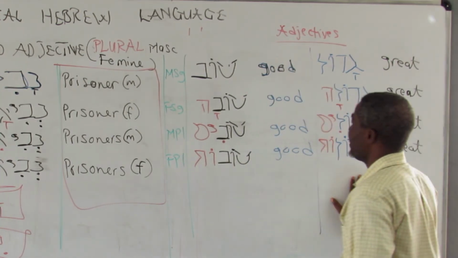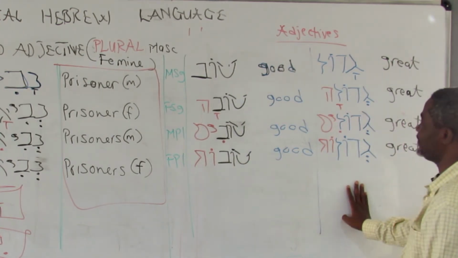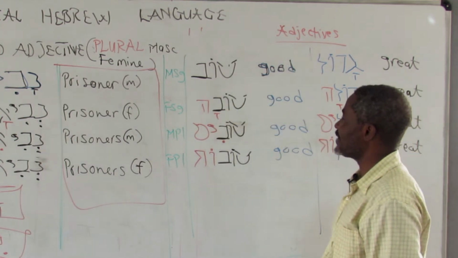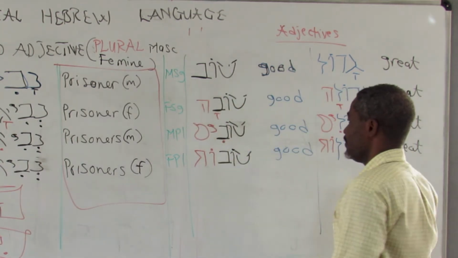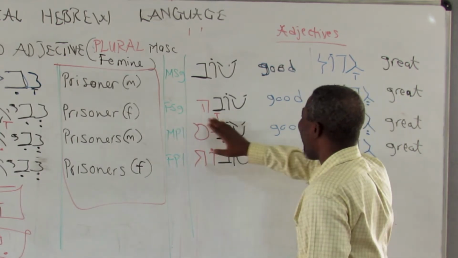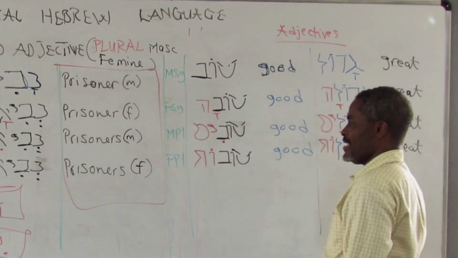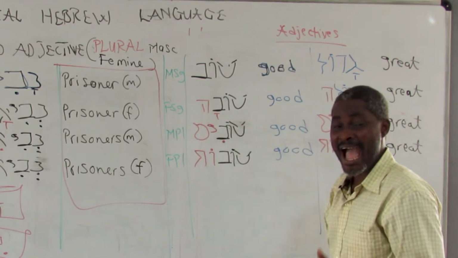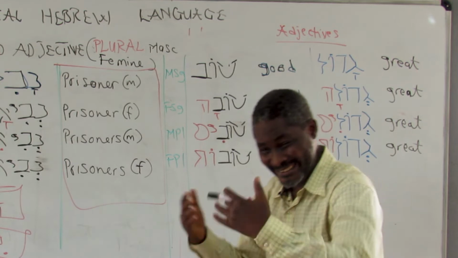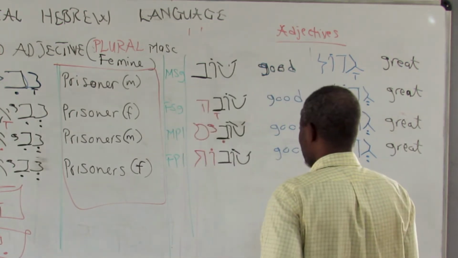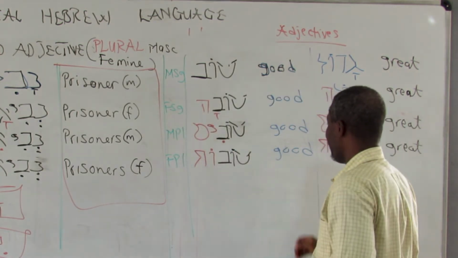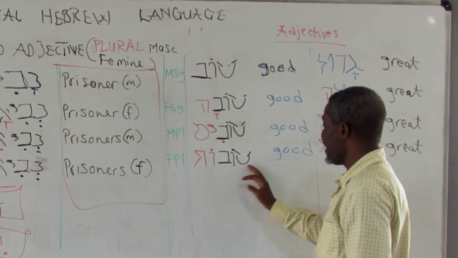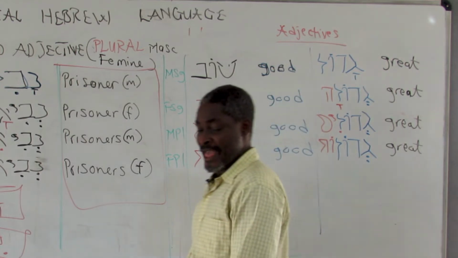Now, let's come to the adjective. You have tov, which is good. That is the masculine singular. Feminine singular becomes tova. That is kames a. Now, masculine plural becomes tovim because the adjective has to agree with the noun in gender and in number. And the feminine plural becomes tovot.